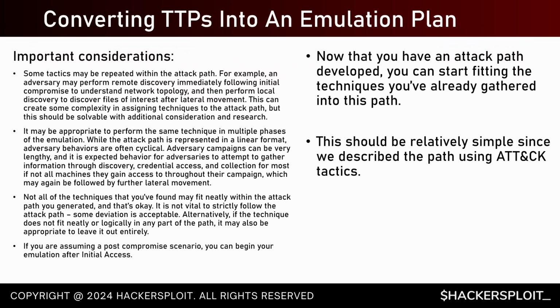It may also be appropriate to perform the same technique in multiple phases of the emulation, or you may see certain TTPs being used by the same group in different parts. So there's going to be an overlap. This is very important because while the attack path is represented in a linear format, adversary behaviors are often cyclical, right? Adversary campaigns can be very lengthy, and it is expected behavior for adversaries to attempt to gather information through discovery, credential access, and collection for most, if not all, machines they gain access to throughout their campaign, which may, again, be followed by further lateral movement.